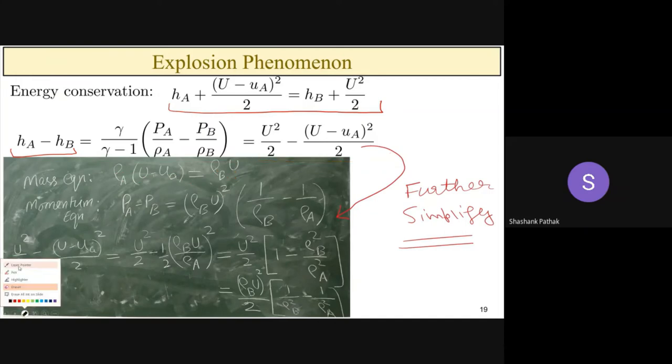Now just take your time and try to see. This is the mass equation that we have already written. We have our momentum equation. Now you will come to know why we wrote the momentum equation in this particular format in that previous slide. Now with the help of the mass equation and momentum equation, we can simplify this term like this. You just try to solve this one. Just take a minute or two.